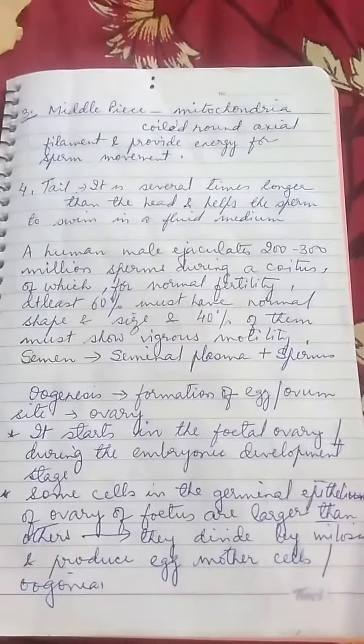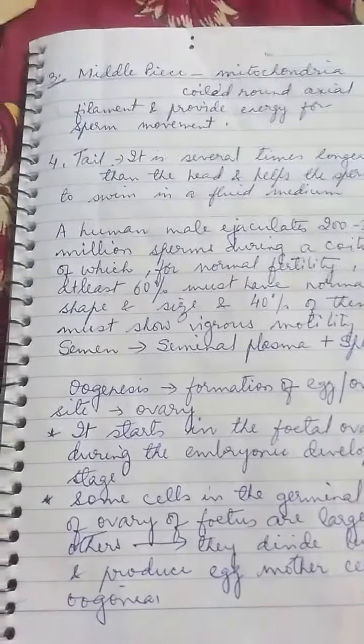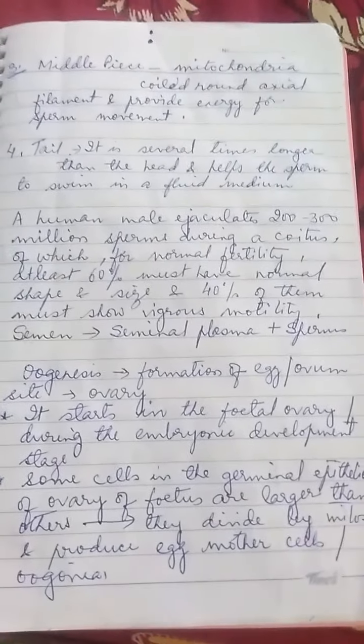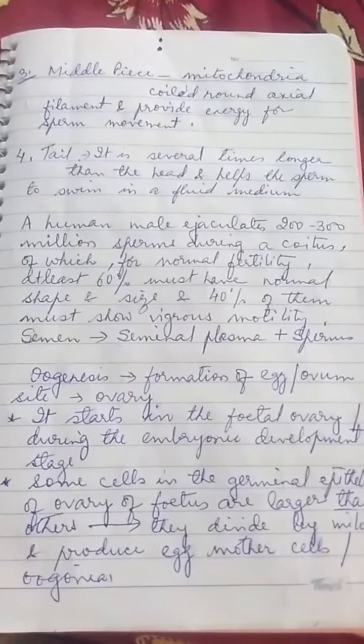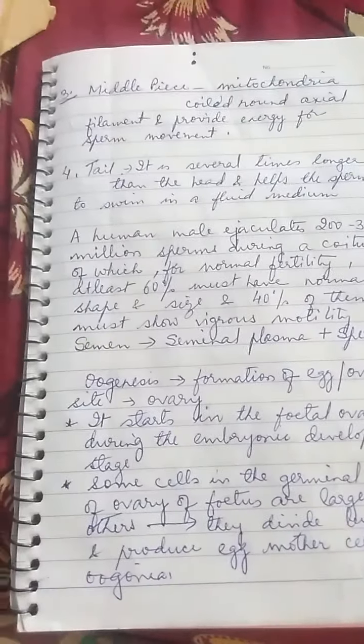And these cells, which are larger than others, divide by mitosis and produce more of their own type. And what are they called? They are called egg mother cells or oogonia. Okay, and what is the ploidy of an egg mother cell? Egg mother cells are diploid, 2N.